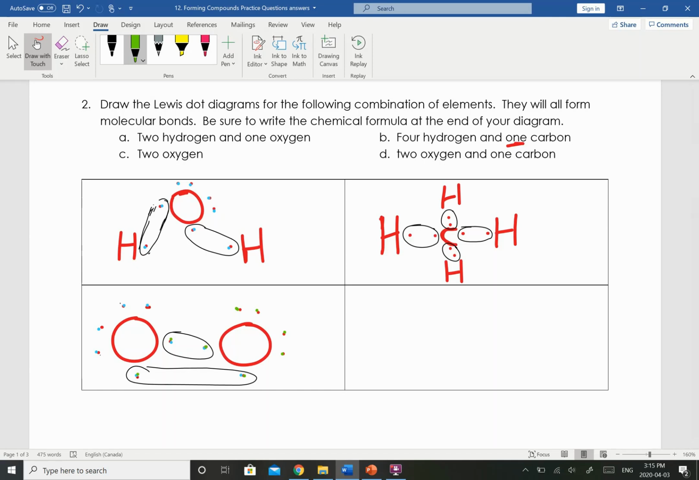So anytime you make one bond and your elements are missing, they don't have a full valence shell, they don't have 8 valence electrons, try drawing another bond, see if that will work for you.